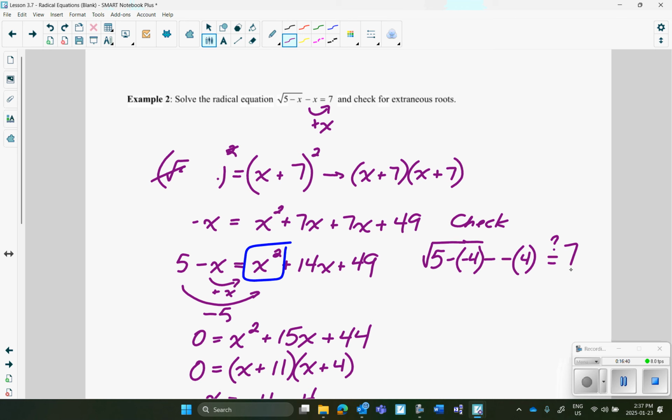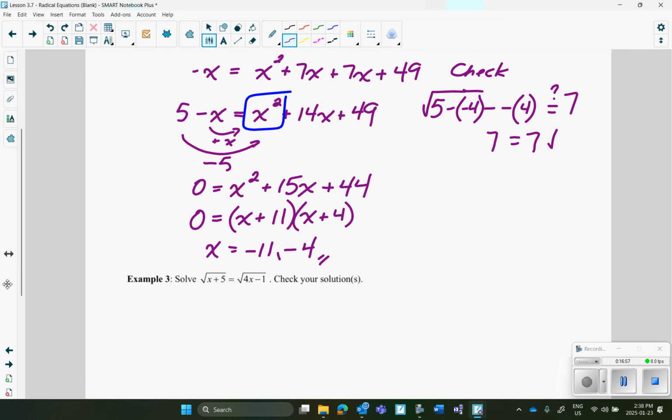Well, what's 5 subtract negative 4? 9. Square root of 9 is 3, plus 4 is 7. Negative 4 is a good solution.